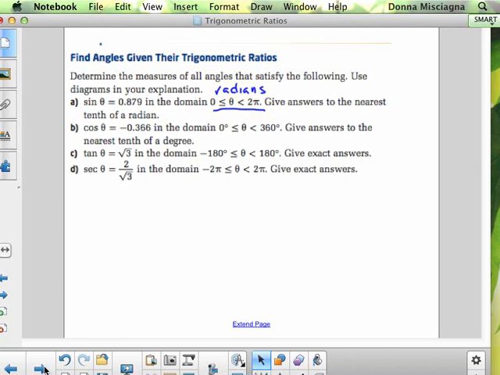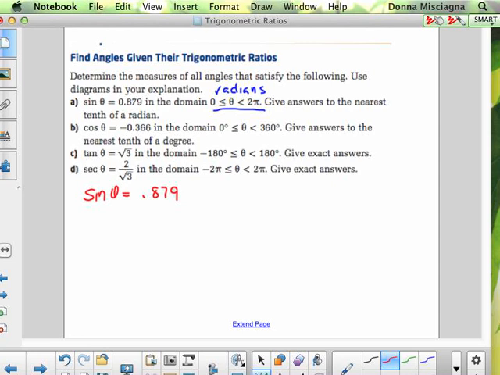All right, so we have sine theta equals 0.879. So not a value from one of our special right triangles, right? And actually, at least the first two are not, right? So we can go ahead and solve this one. But first of all, let's think about where our answers can lie.